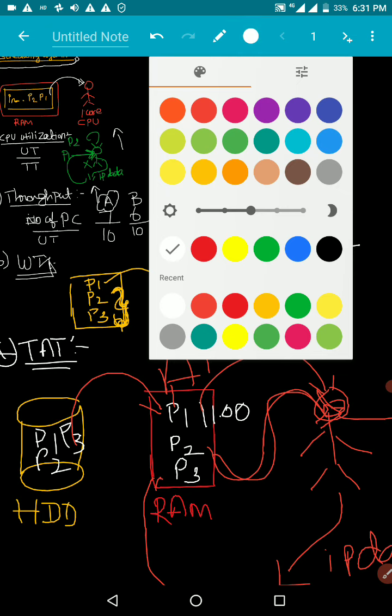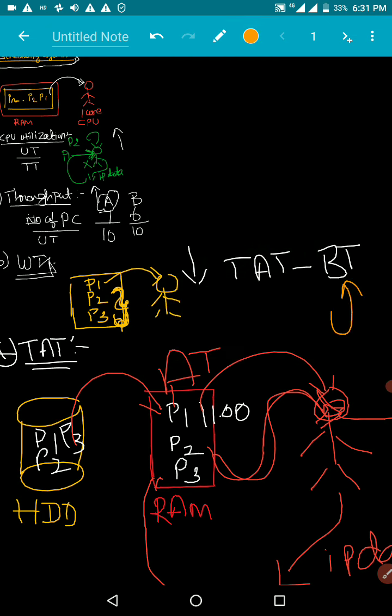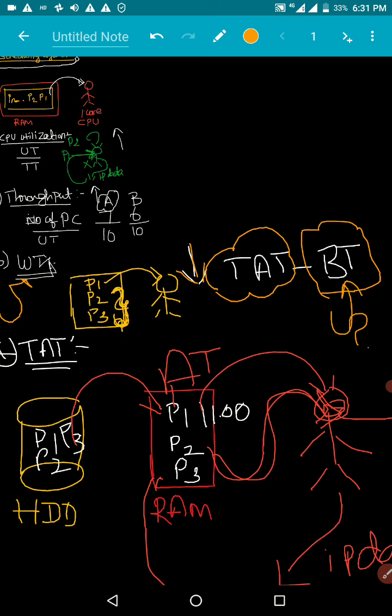Here burst time means CPU execution time, but how to calculate the CPU execution time for a particular process before execution is also a very challenging task. Anyway, here we are only calculating waiting time. Waiting time means turnaround time minus burst time. We already calculated turnaround time, then subtract burst time and we can calculate waiting time. This waiting time should also be minimal.